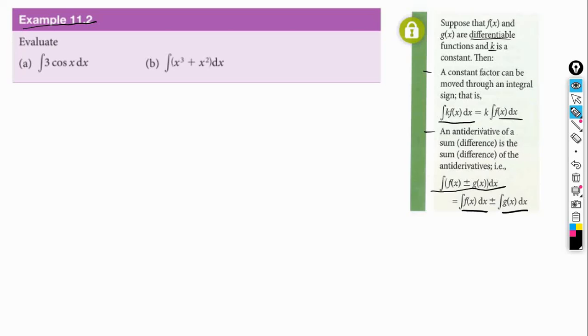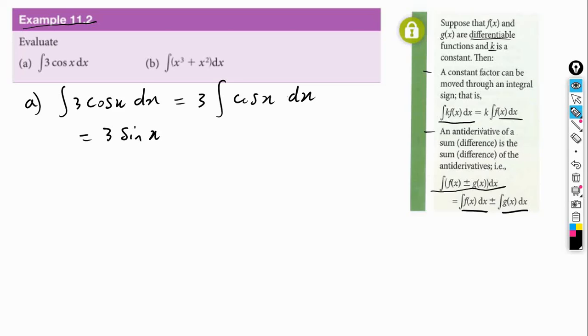So now we're ready to do example 11.2. Notice that in the first case, they want us to evaluate the integral of 3 cosine of x dx. This is the first case where you have a constant factor that can be moved through the integral sign. So this is the same as saying 3 times the integral of cosine of x dx. But we know what the antiderivative of cosine is. It's going to be just sine of x. So this is going to be 3 times sine of x, and don't forget plus a constant c.